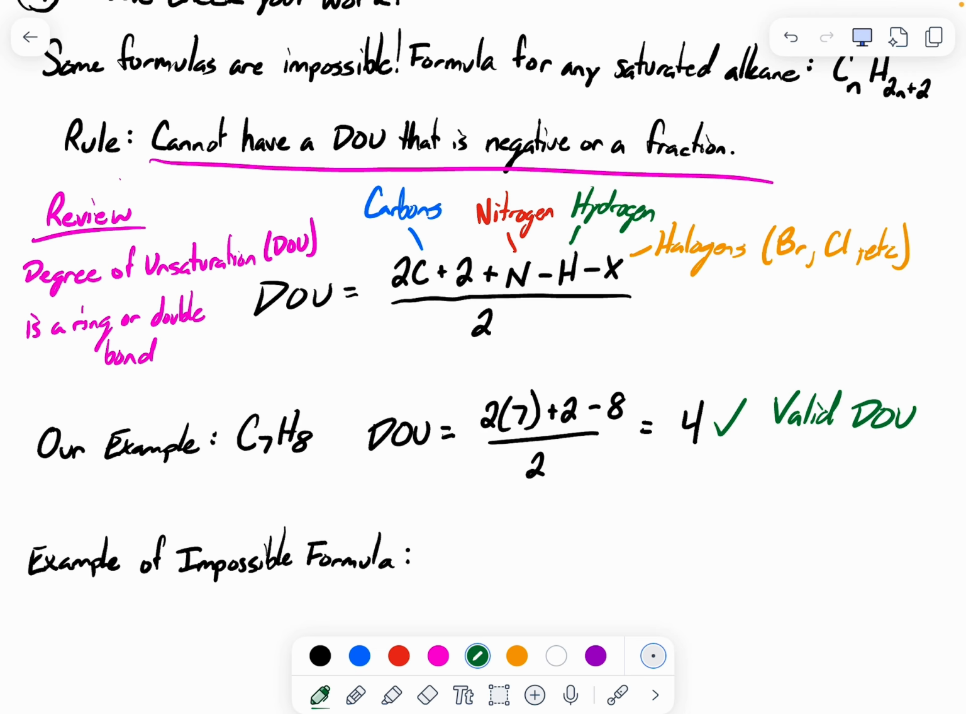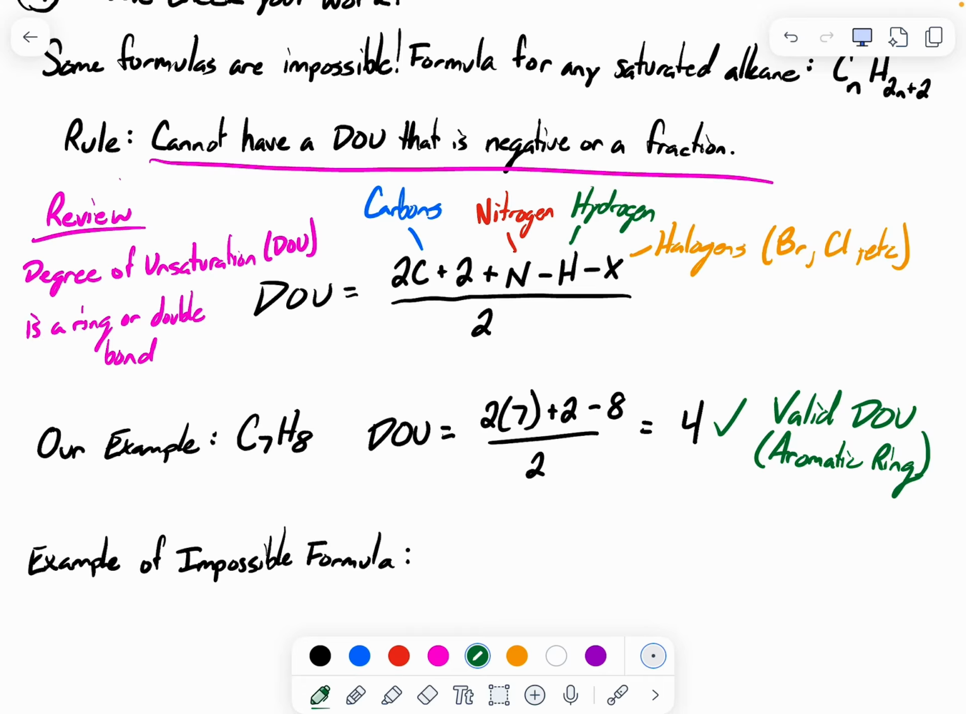Another thing to keep in mind is, does anyone remember from last semester what a DOU of 4 typically represents? Aromatic rings. Yes. So typically whenever you see 4 or more, you can think to yourself, this is not only a valid DOU, but it's likely an aromatic ring. Very nice. Now, an example of an impossible formula.